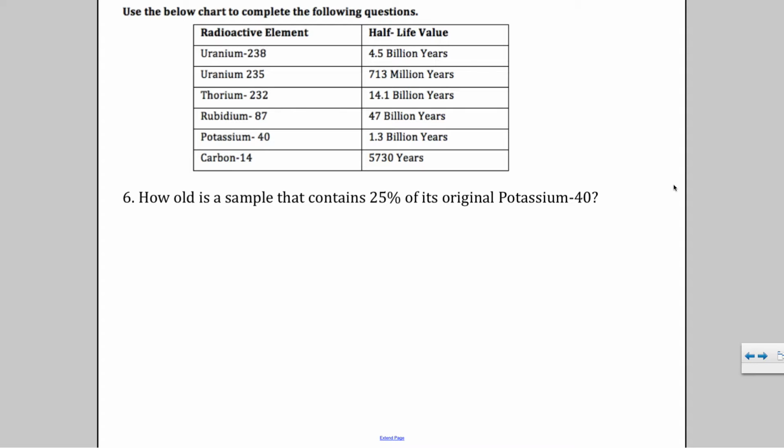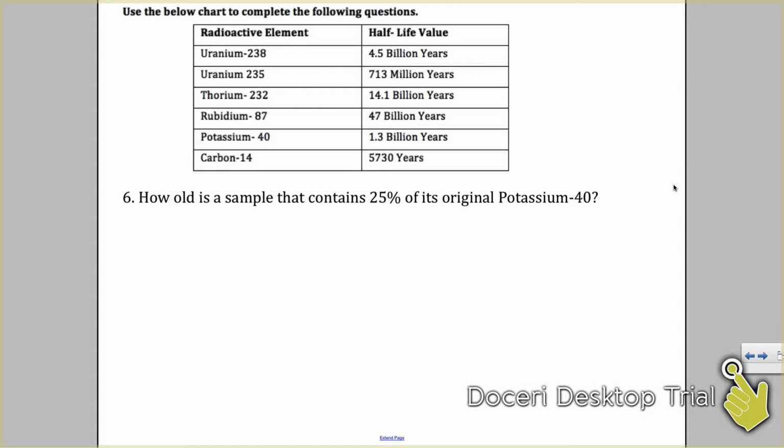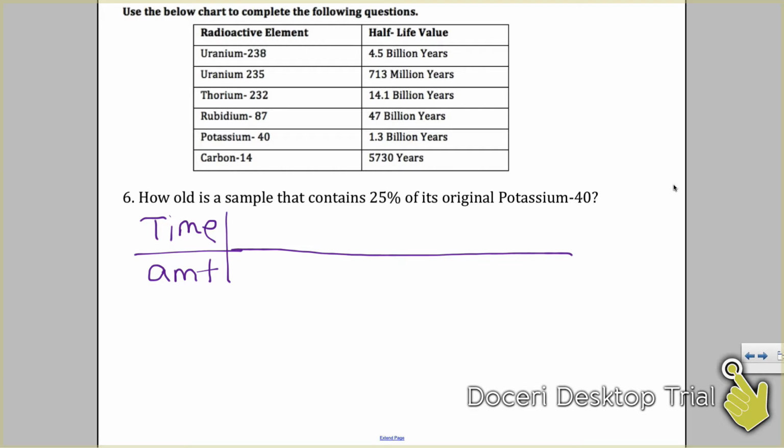The next one. How old is the sample that contains 25% of its original potassium? So again, can we use a chart? Yes. You can use a diagram, a little circle, or a chart. I'm going to use a chart because the chart just seems to work a little bit easier for us. So again, we'll say time. And we'll say amount, but this time we're dealing with fractions or percentages? Percentages. So over zero time, what percent of this potassium-40, this is what we're looking at? 100%.